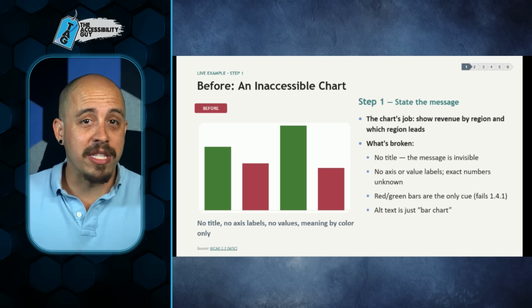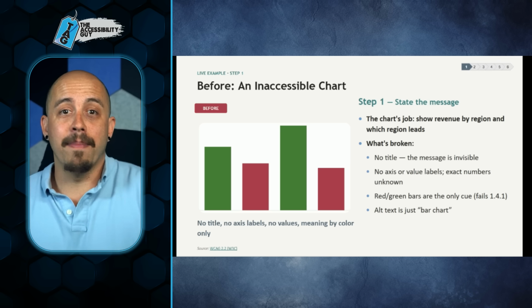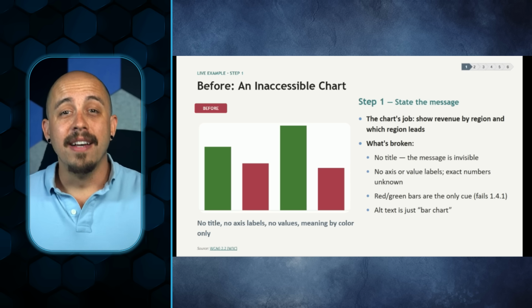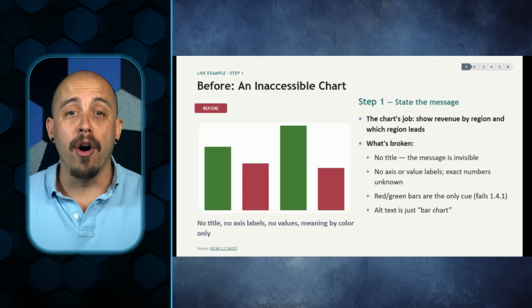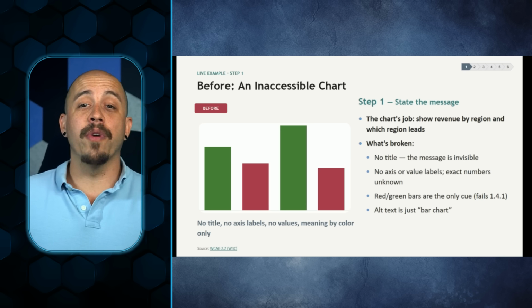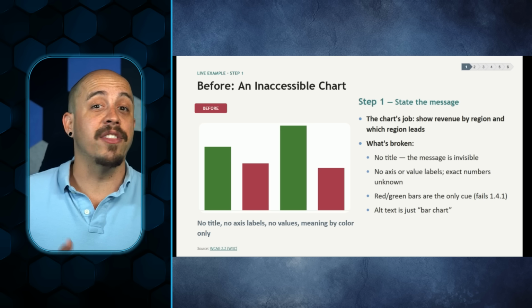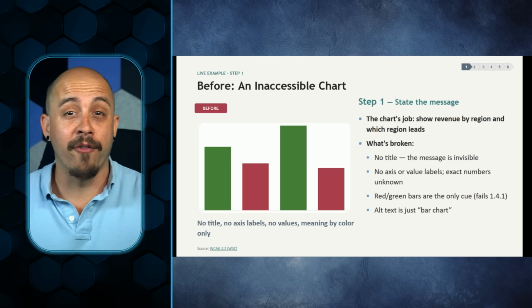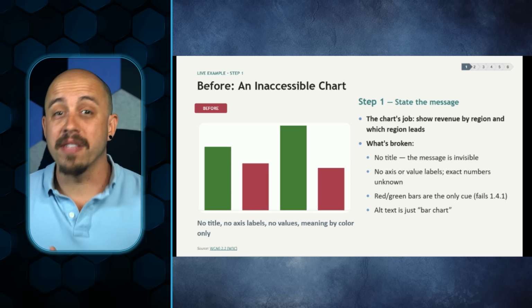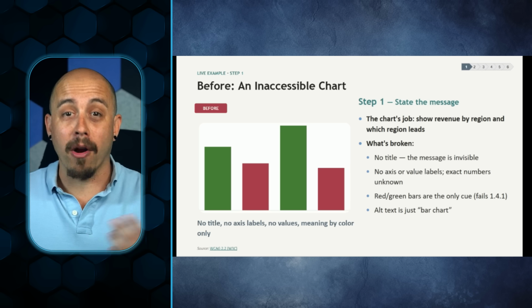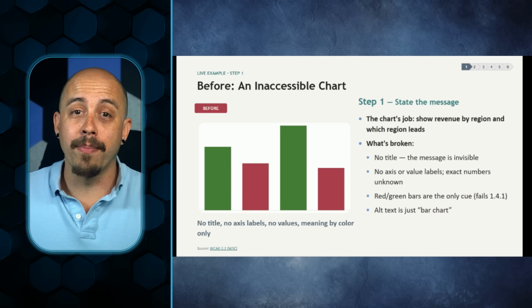Now, let's look at what's broken. There's no title, so the message is invisible. There are no axes labels and no value labels, so the exact numbers are unknown. The bars are encoded with red and green only. That's the single cue distinguishing the regions, which fails 1.4.1 immediately and is also a problem for any colorblind viewer. And the alt text is just a bar chart, which fails 1.1.1.